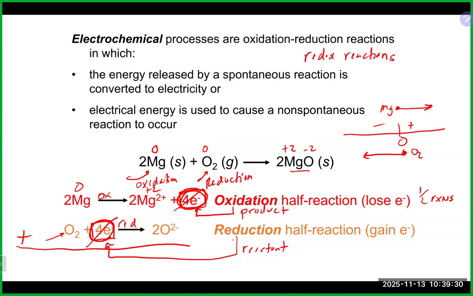The idea there is that whatever electrons are lost by whoever's being oxidized should be the exact same number of electrons gained by whoever's being reduced. There should be a nice, perfect transfer happening there.